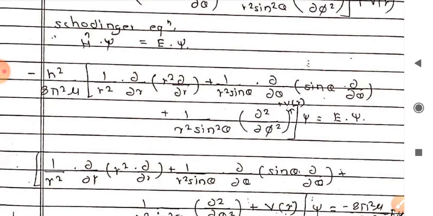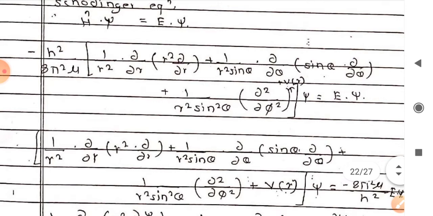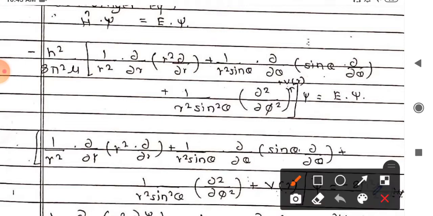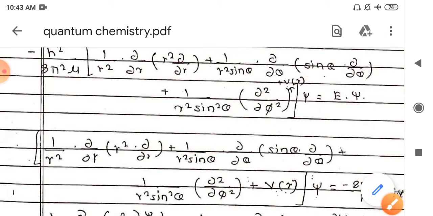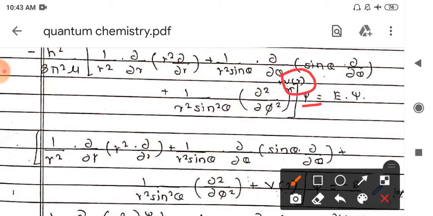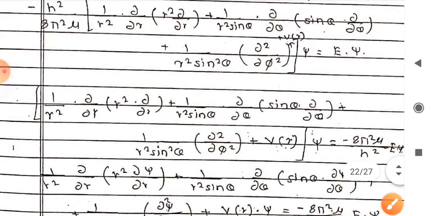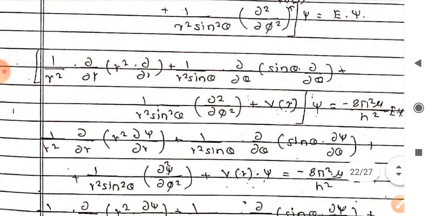So the Schrodinger wave equation is what? H psi equals E psi, where H, as we have previously obtained, is minus h square upon 8 pi square mu into 1 upon r square ∂/∂r of r square ∂/∂r, plus 1 upon r square sine theta ∂/∂theta into sine theta ∂/∂theta, plus 1 upon r square sine square theta into ∂2/∂phi square, plus this potential energy term, into psi, and all these terms equal E into psi.